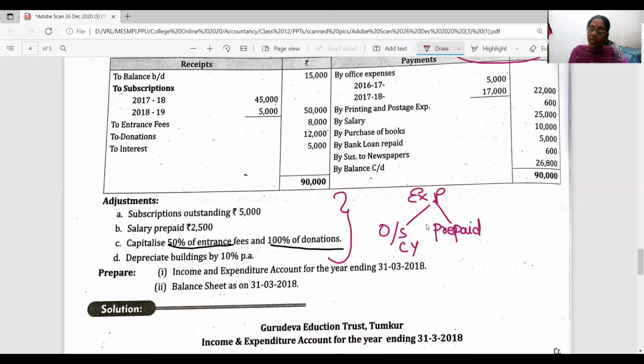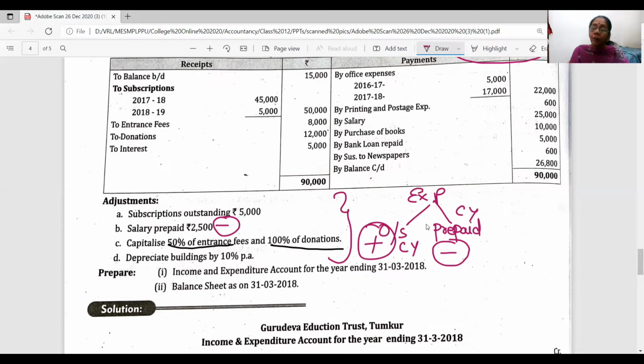So if it is outstanding expenses for the current year, you add, because it belongs to this year. Similarly, if there are any prepaid expenses for the current year, you subtract them because they belong to the future year and are not for this year. That is why you have to subtract them. Now you see here, salary prepaid. Salary prepaid has to be subtracted. If it is given as salary outstanding, it needs to be added. This is all about the current year's adjustments.